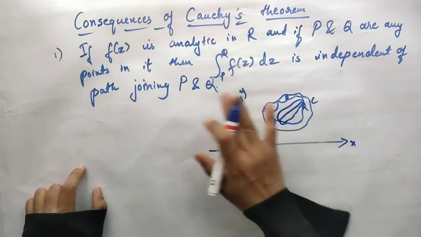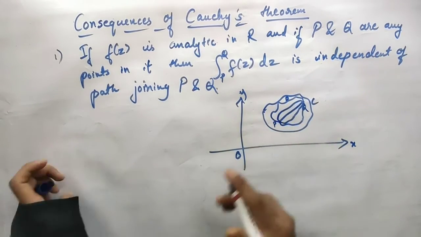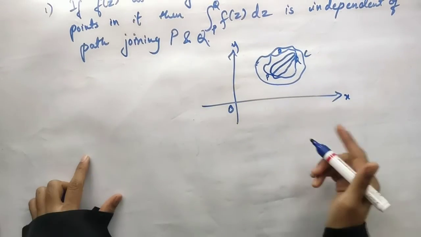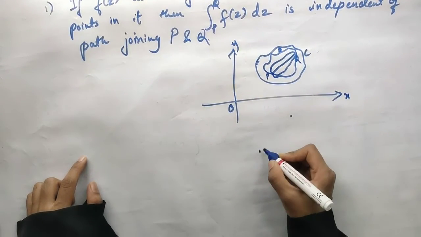So yes, this is just the consequence. Proof and all is not there in your syllabus, but I'll just give you a small hint how to prove it. See, we'll just discuss it and keep it so that it will not be a problem.